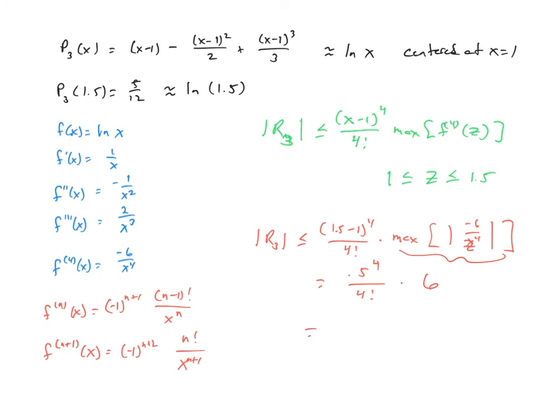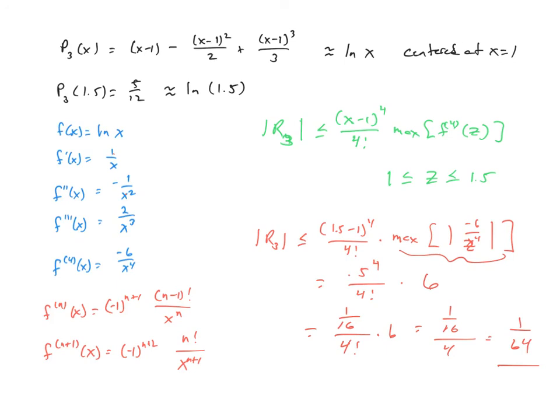And so 1/2 to the fourth, I'm just going to write that as 1 over 16, over 4 factorial times 6. Well, 6 is going to go into 4 factorial 4 times, so this is going to be 1 over 16 all over 4, which comes out to be 1 over 64. So my error on this is 1 over 64.